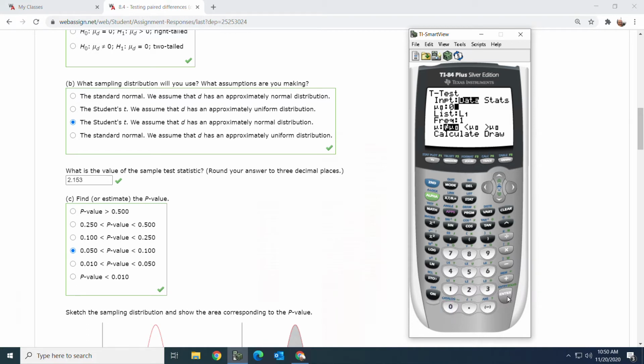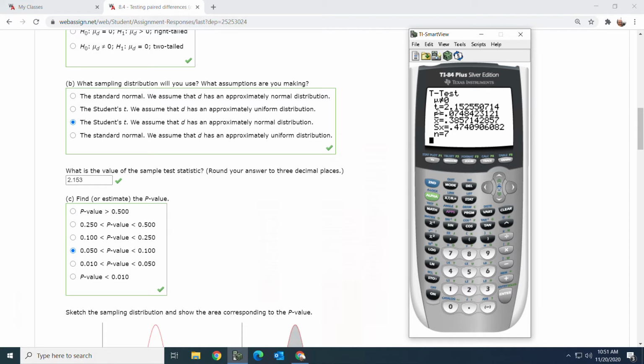We're going to put 0 there. We want it to read the third column, so we're going to need to change L1 to L3, second 3. That'll do it. Go down here. Our alternative hypothesis was not equal to 0. That's fine. Calculate.